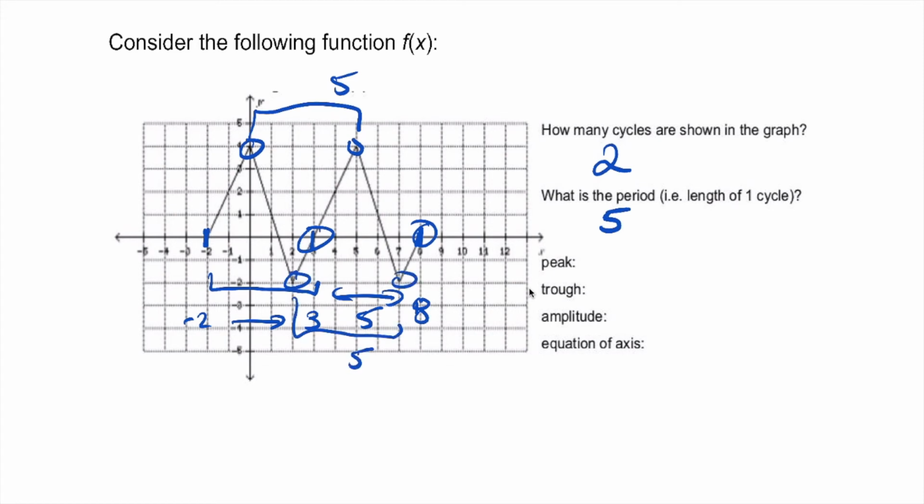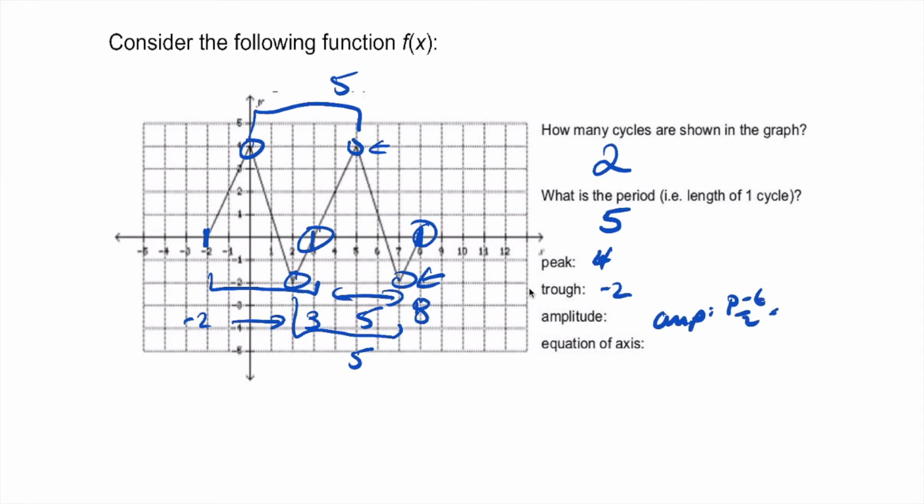So there are many ways of looking at a graph and determining what the period is, as long as we can see what 1 cycle is. The peak of this graph, the high point, I already circled over here, so that's a high point of 4. And the trough is the low point, which I circled over here, and that has the lowest value of -2. So to calculate the amplitude, again, the equation is amplitude is peak minus trough over 2.